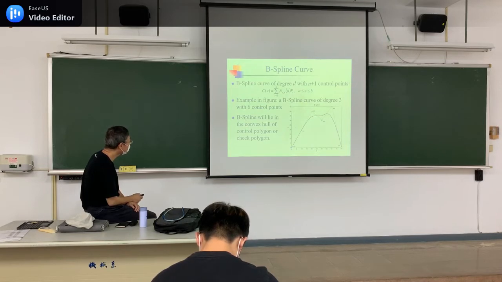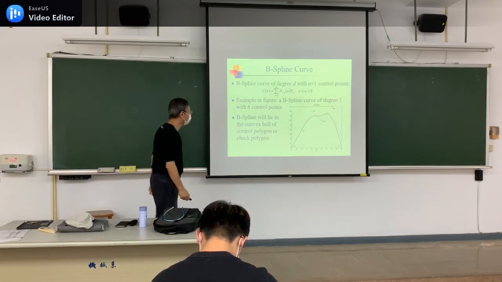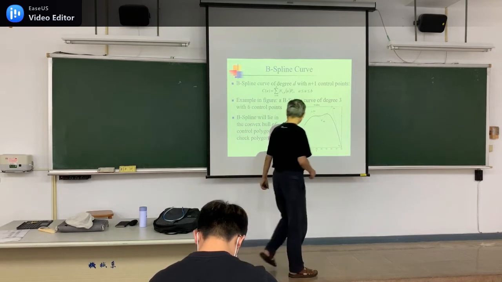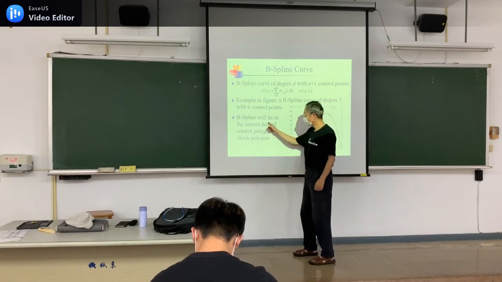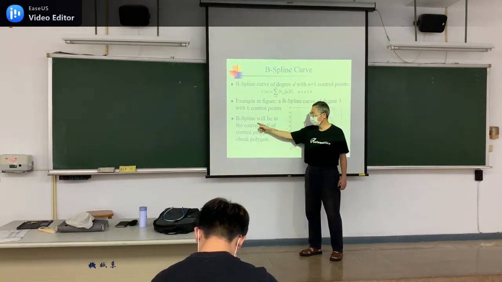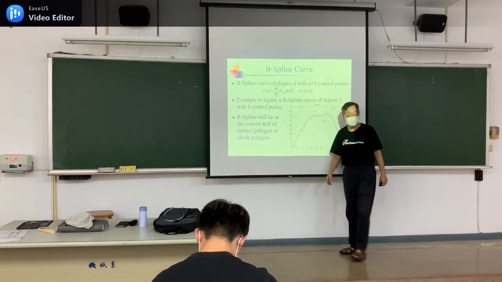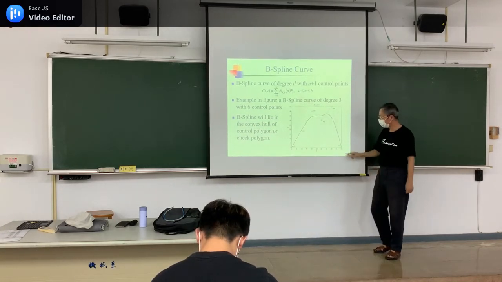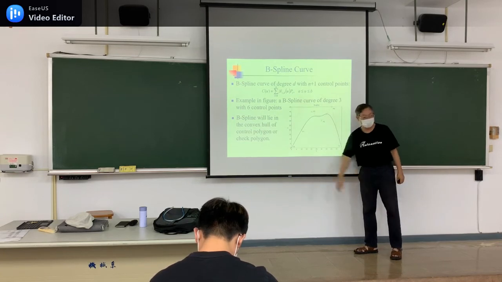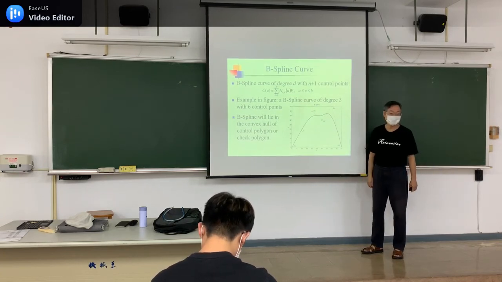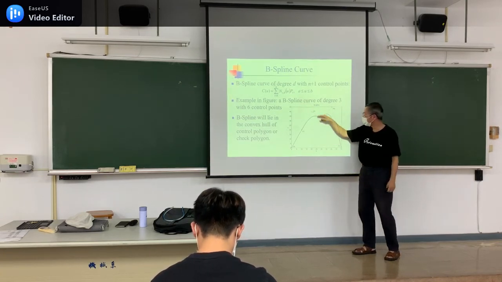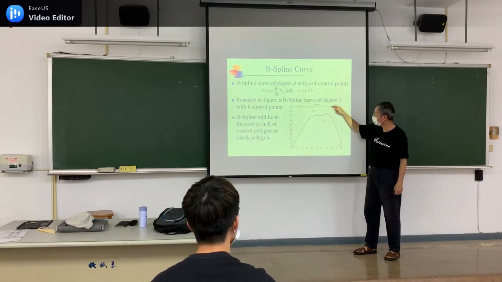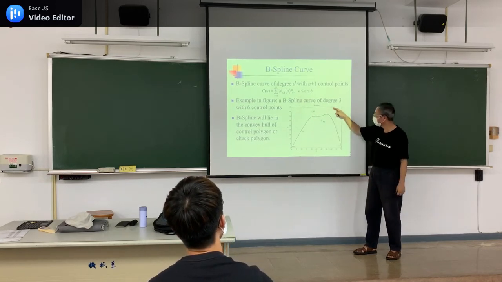So the B-spline will lie in the convex hull of the control polygon, or what we call the check polygon. And you may understand this term, convex hull. Convex hull meaning that for the control points, you can connect them, and you can connect all the points, including this.